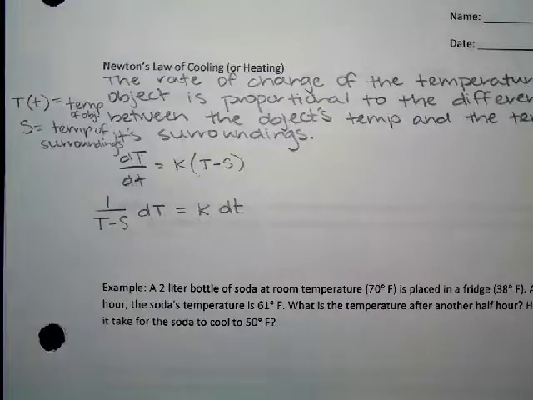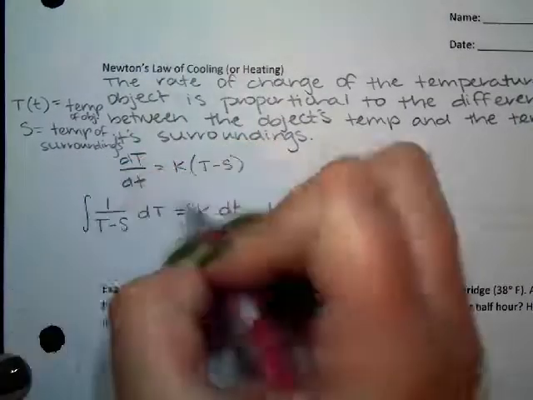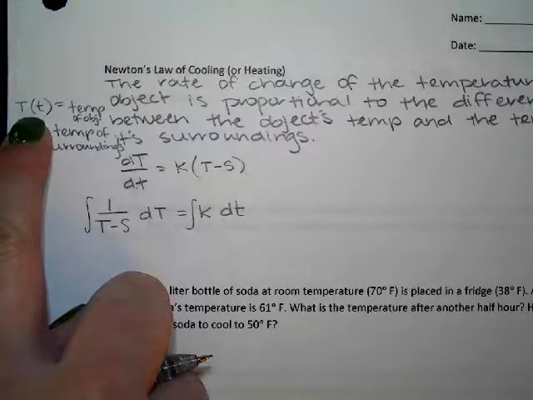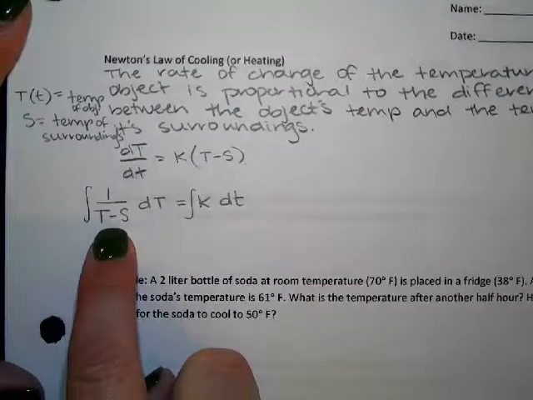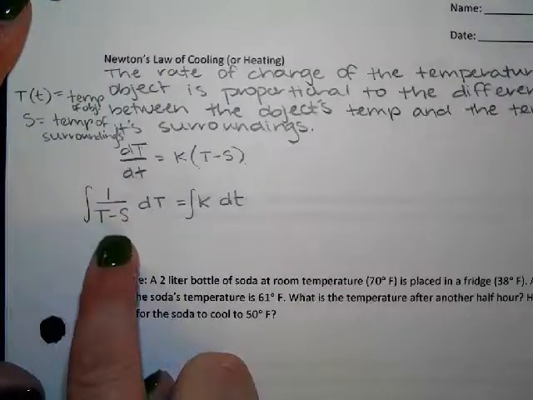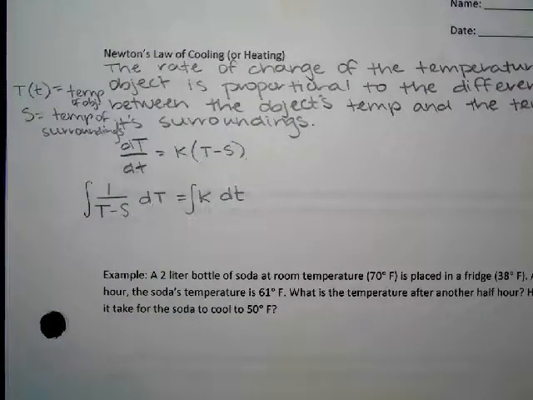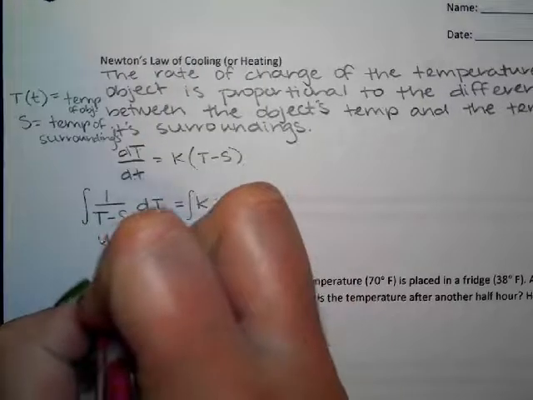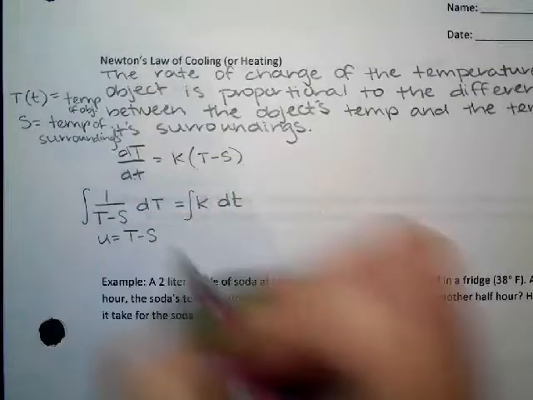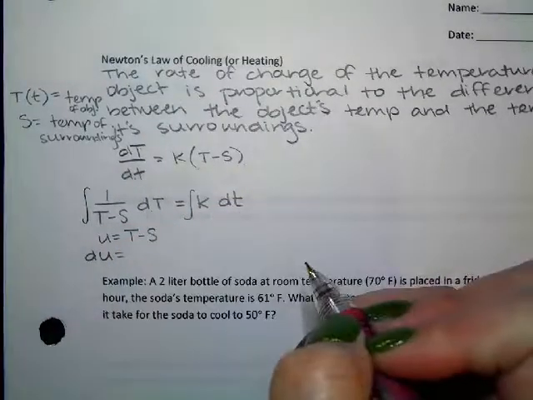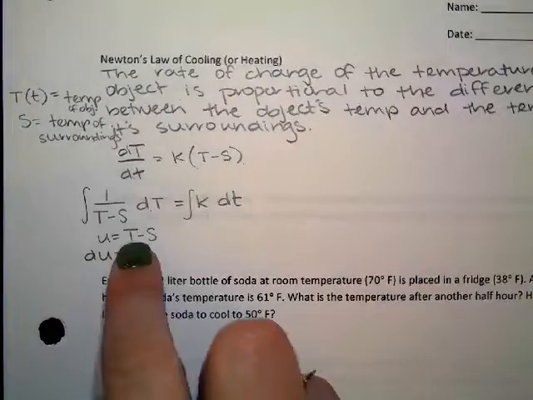Integrate both sides, because we're trying to solve for the equation. We want to end up with an equation that is a function of t, capital T as a function of lowercase t. This is technically a U substitution problem, so I'm going to do a good job showing my work. U is capital T minus S. The derivative of U is what? What's the derivative of T? Just dt.